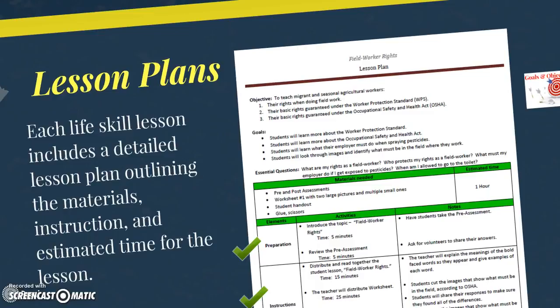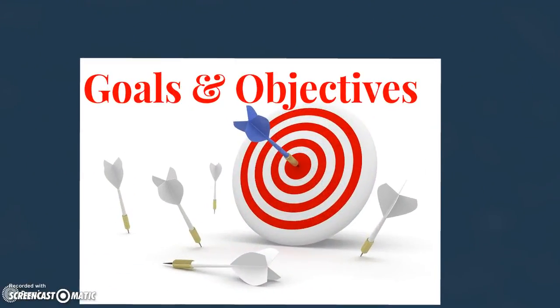Each life skill lesson includes a detailed lesson plan outlining the materials, instruction, and estimated time for a lesson. In the lesson plan, you will see the goals or objectives. Goals are broad, generalized statements about what is to be learned. Think of them as a target to be reached. Objectives are like tools that you will use to make sure you reach your goals. They are the arrows you shoot towards your goal.